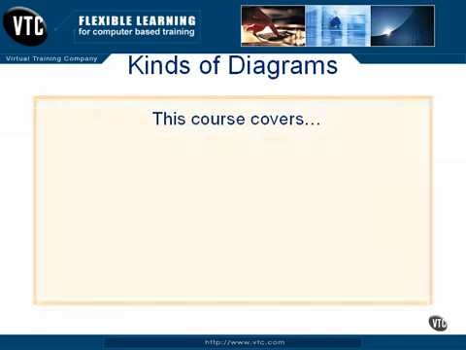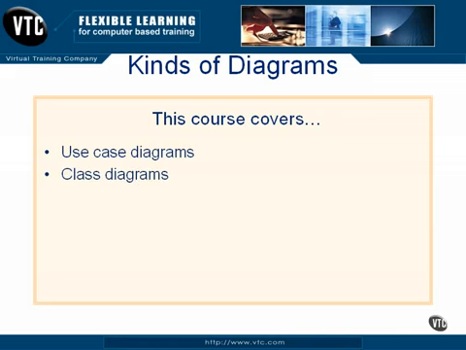In this course, we'll be covering 10 different kinds of UML diagrams. Let me just give you a quick rundown of what those will be. This course covers use case diagrams. Use case diagrams show what the system does from the perspective of actors that play various roles in interacting with the system. We'll look at class diagrams. These define classes and their static relationships. Class diagrams show the kinds of objects in the system and their associations with each other.